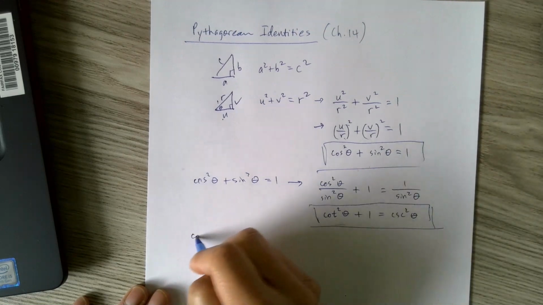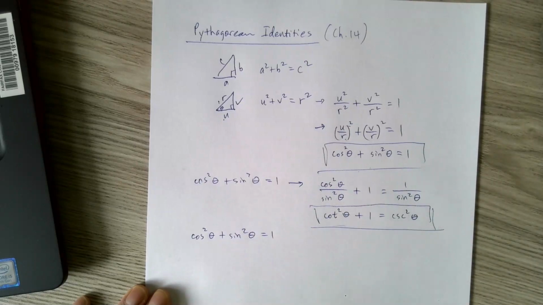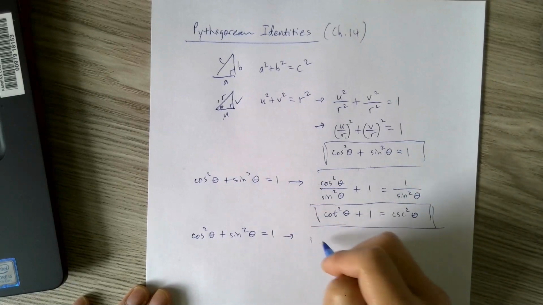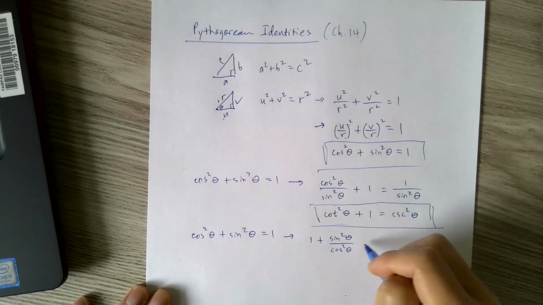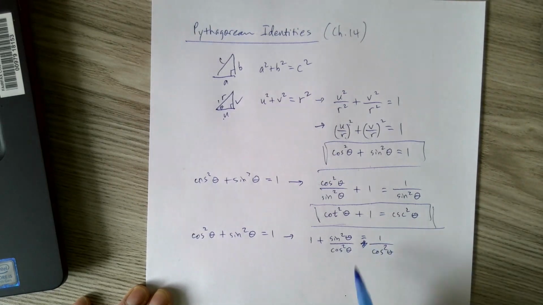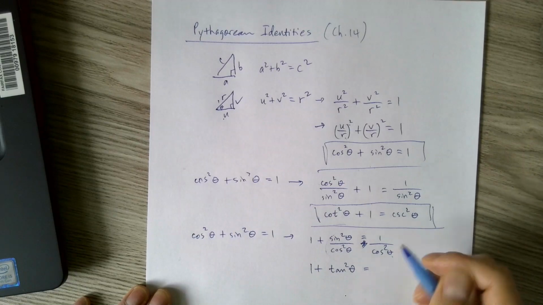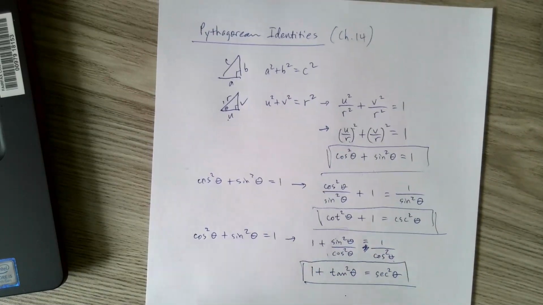And then for the third, I go back to the original identity. And this time I divide by cosine squared. Oops, that should be equals. I think you know where I'm going with this. I'm going to replace this with tangent squared and replace this with secant squared. And there's my third identity.